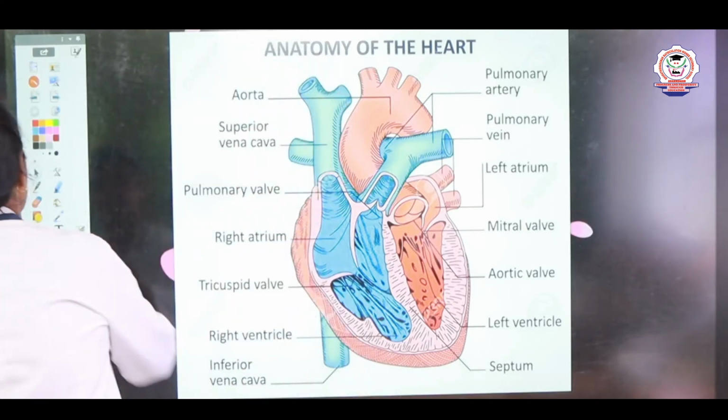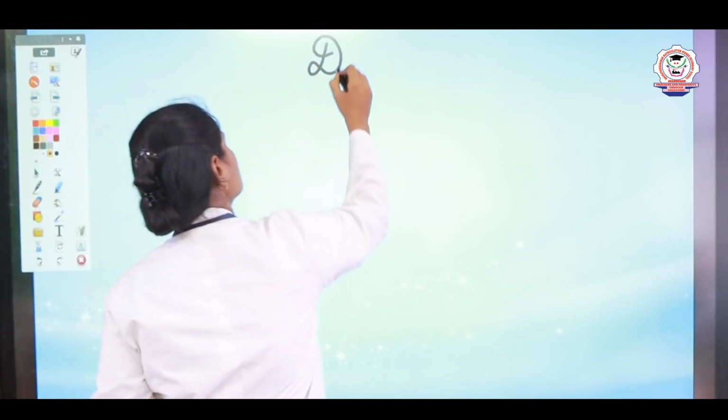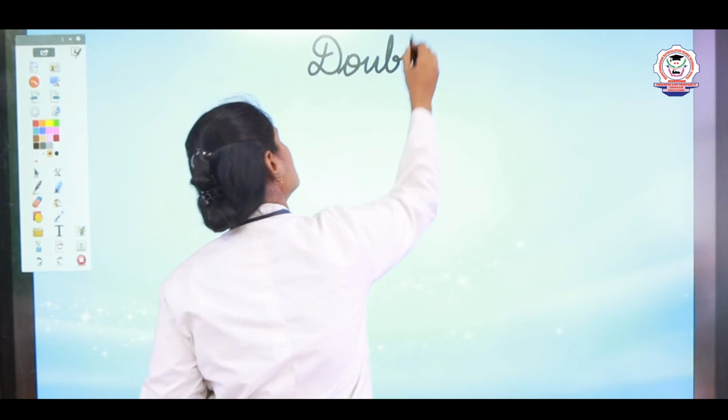Now, let us see about the circulation of the heart. The heart receives blood two times: from the body, the blood is received into the heart, and from the lungs the blood is received into the heart. So, the circulation is happening twice. That is why we call it double circulation. So, what is double circulation?